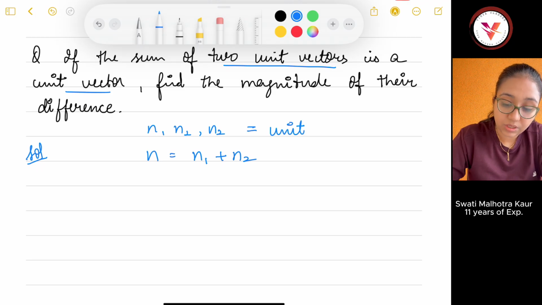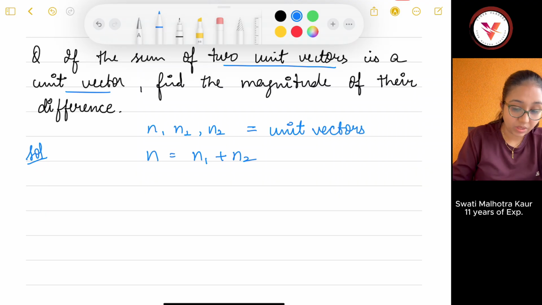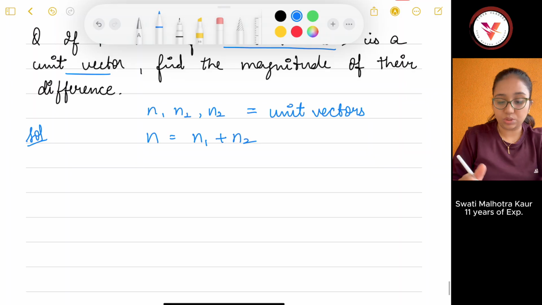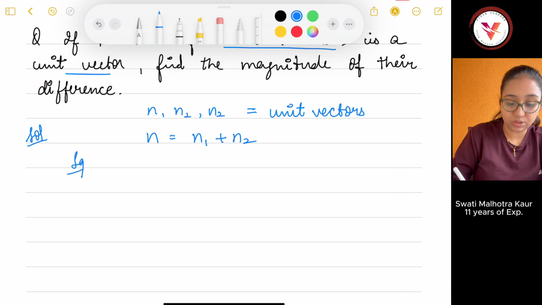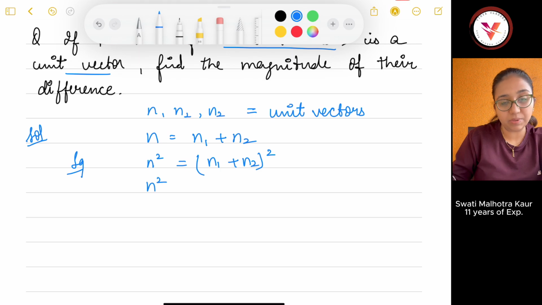Okay, unit vectors. Now, always do squaring. So here also you have to do the squaring on both the sides. So this is your n square and this is your n1 plus n2 square. And if it is n1 plus n2 square, then you have to take the dot product of n1 plus n2, dot product of n1 plus n2.